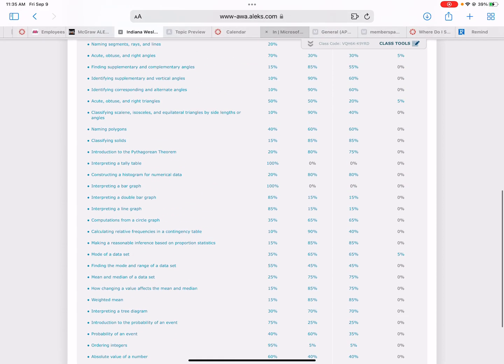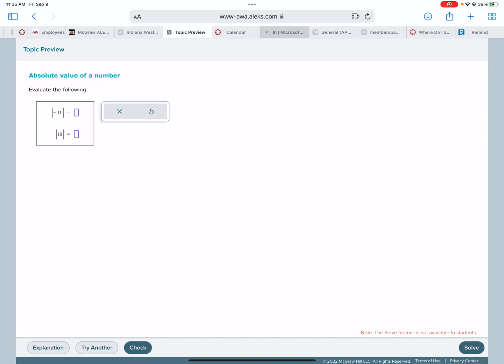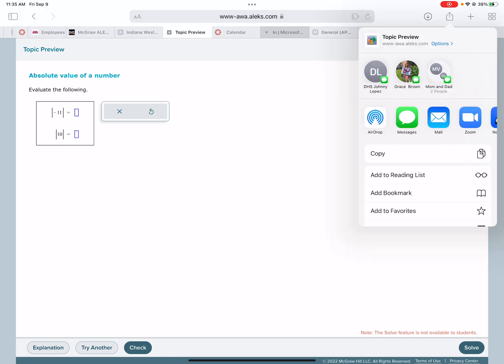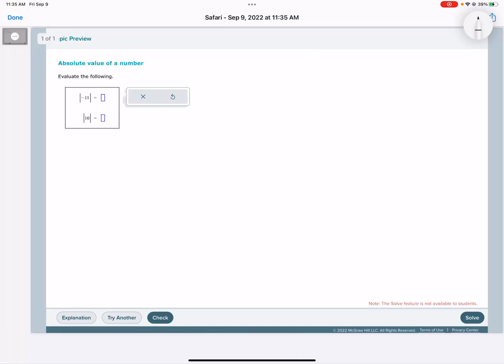Absolute value of a number. The purpose of absolute value of a number is the distance. The reason we use absolute value is because if I have a number line, you can see the distance here is 5 and the distance here is 5. But because this is negative, often people may say, well, it's a distance of -5. But no, you can't have a negative distance. So that's why we would use an absolute value.